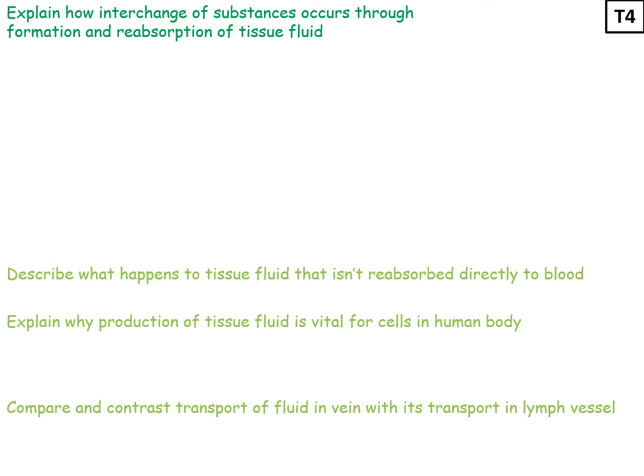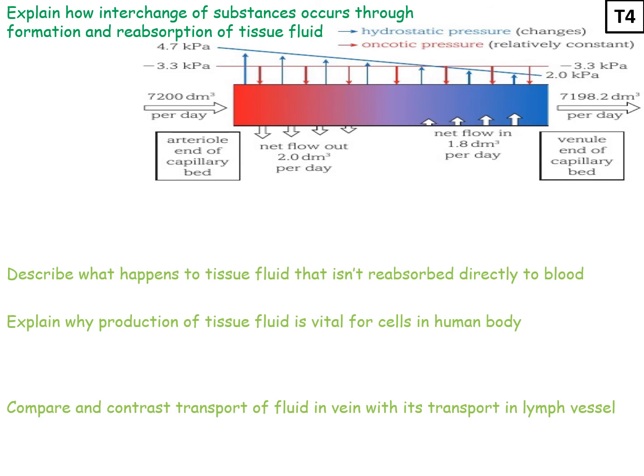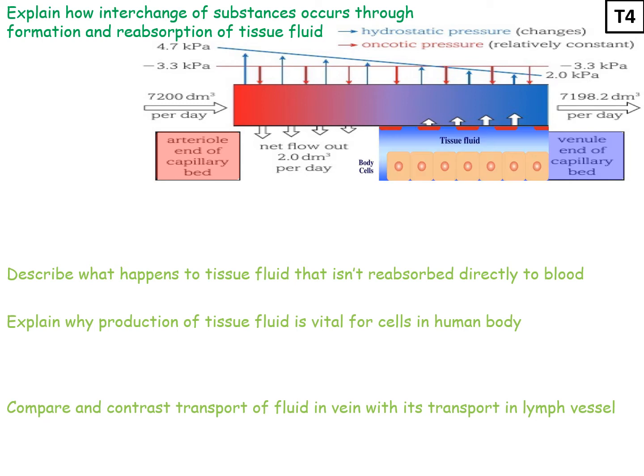Explain how interchange of substances occurs through formation and reabsorption of tissue fluid. So this diagram will help us understand how tissue fluid is formed and reabsorbed. Here you can see a capillary, and on the left side is the artery side of the capillary, and on the right side of the diagram is the vein side of the capillary. And this capillary is surrounded by the body somatic cells.